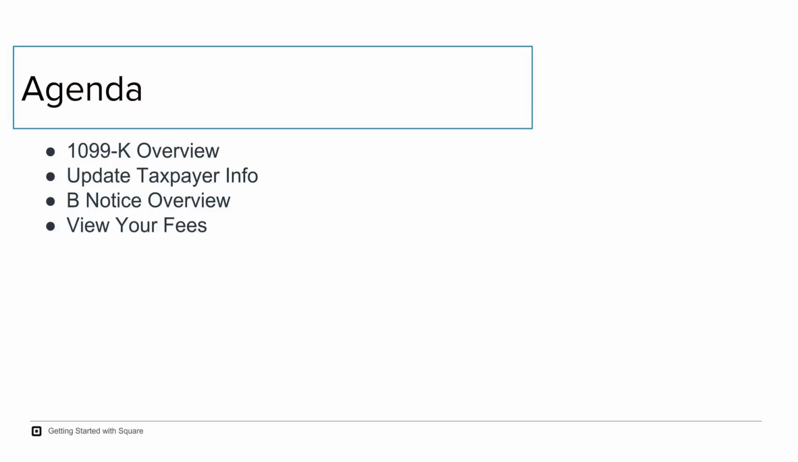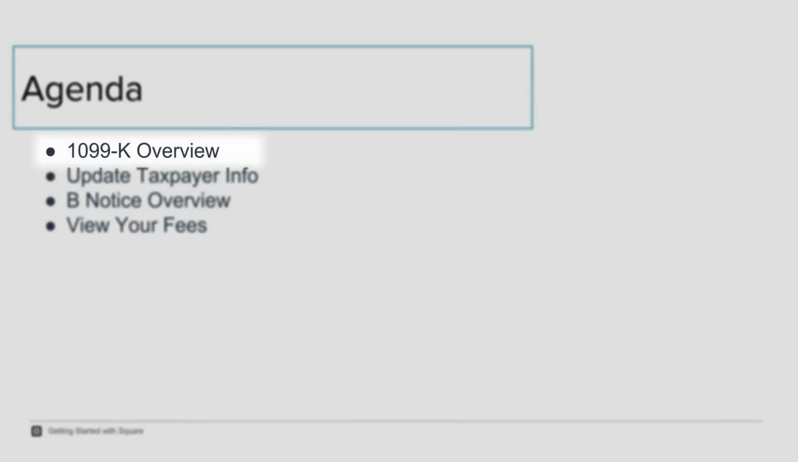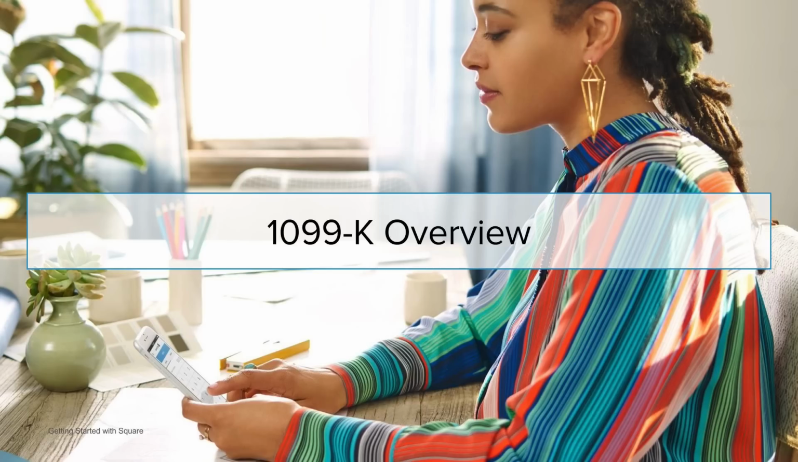So a quick preview of our agenda. First, we're going to give a brief overview of the 1099K form and how to qualify for one. Then, we'll talk about how to update your taxpayer information and correct a 1099K. After that, we'll talk about what it means if you've received a B notice and what to do to correct it. And finally, we'll show you how to view last year's sales and fees. With that, let's jump right in.